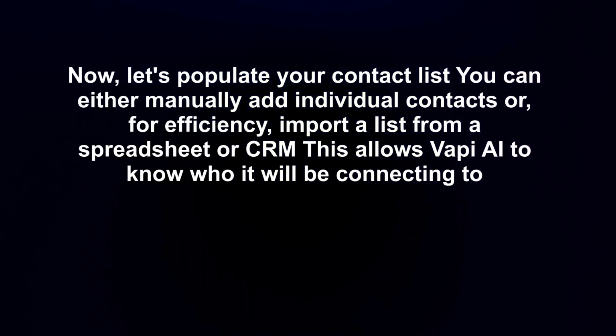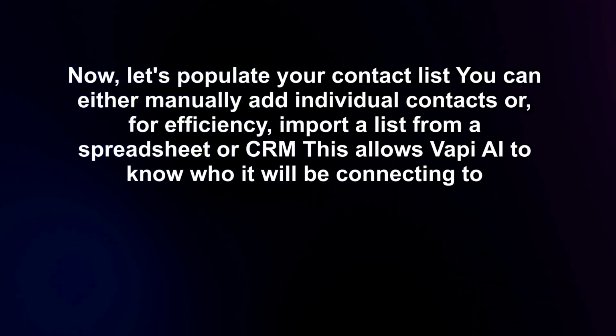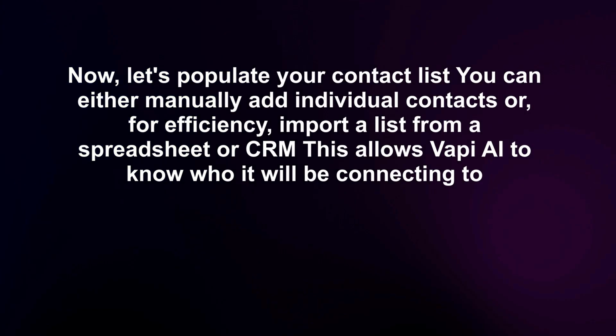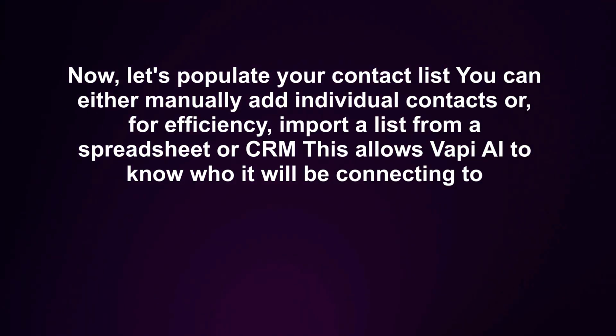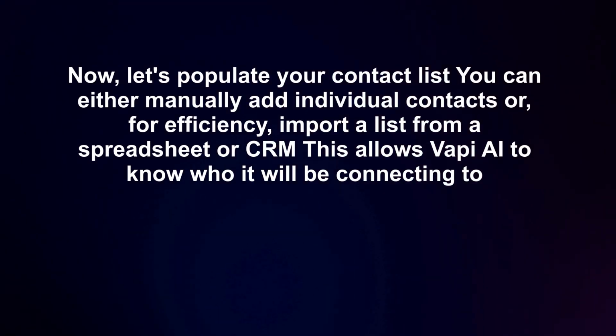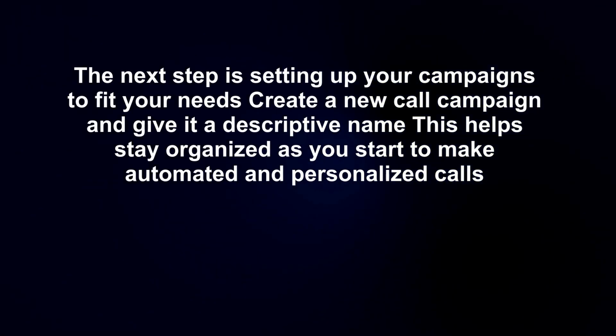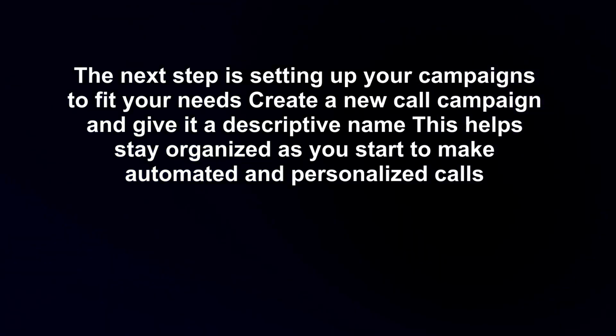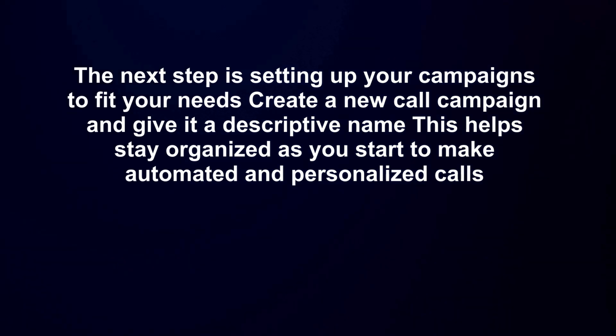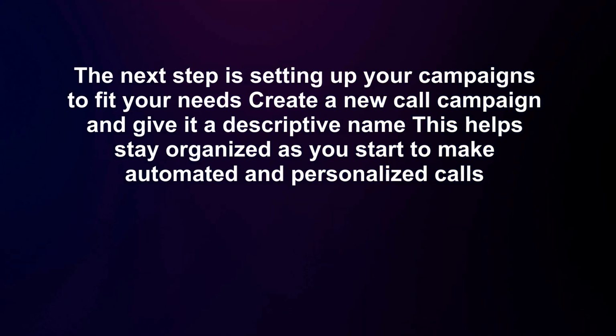Now, let's populate your contact list. You can either manually add individual contacts or, for efficiency, import a list from a spreadsheet or CRM. This allows Vapi Ai to know who it will be connecting to. The next step is setting up your campaigns to fit your needs. Create a new call campaign and give it a descriptive name. This helps stay organized as you start to make automated and personalized calls.